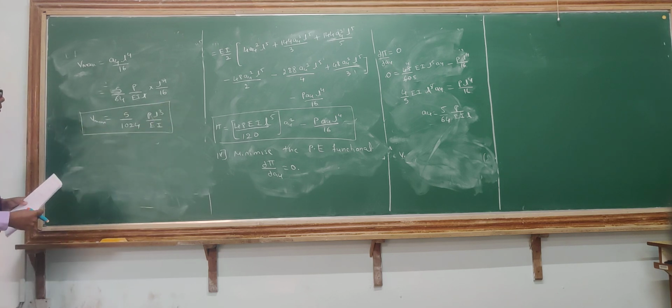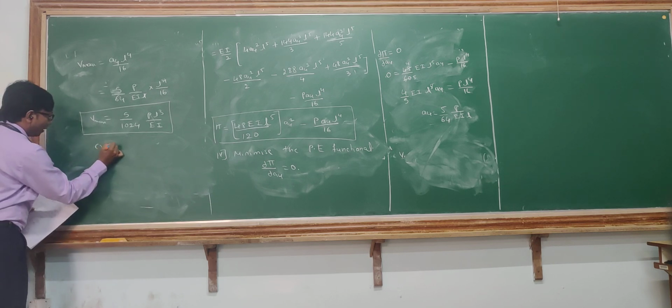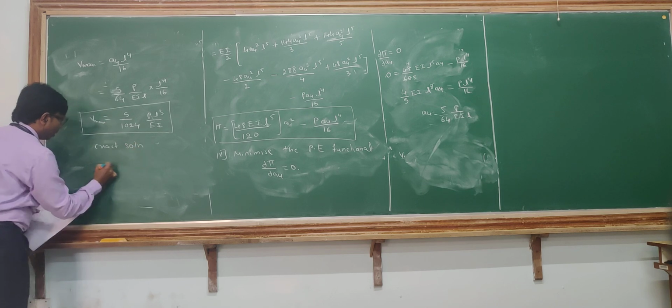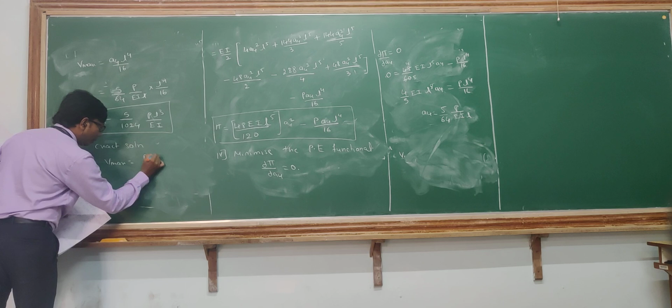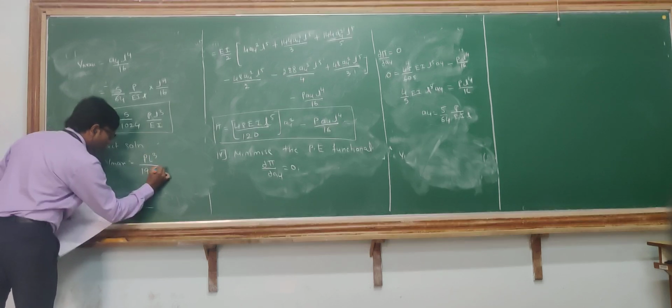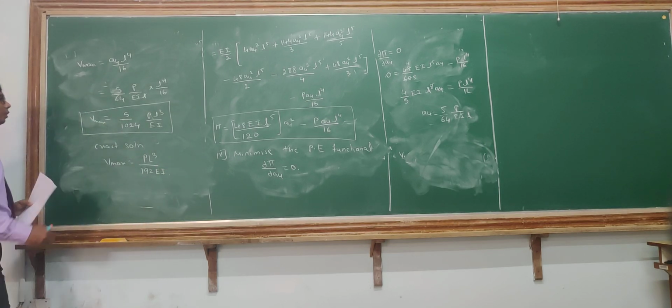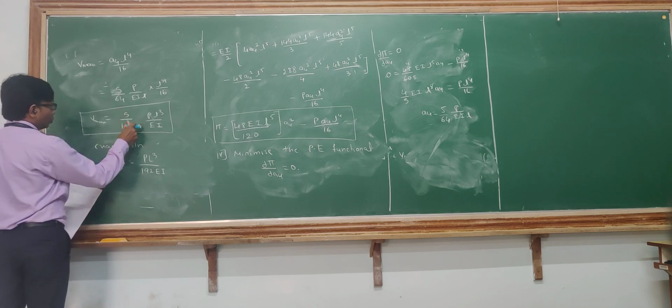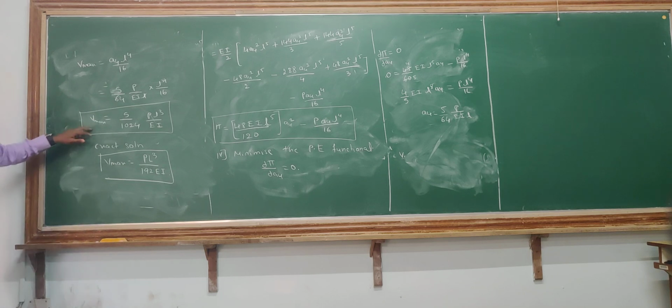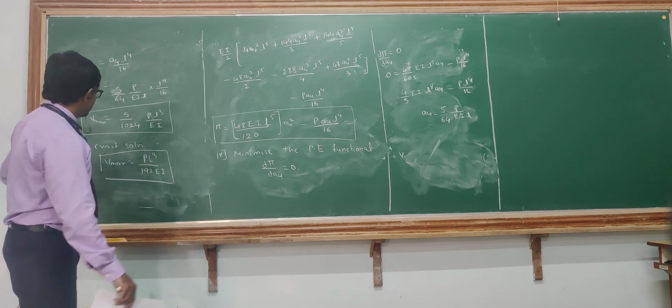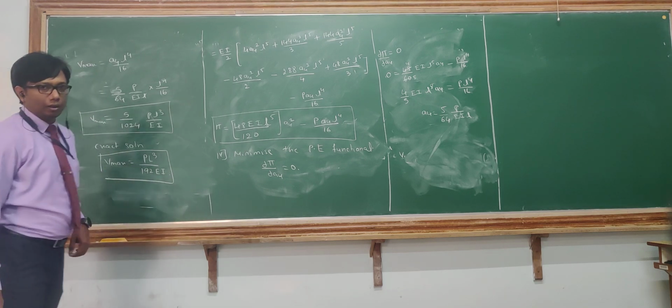So if you go with the MOM results, the exact solution from the MOM, you got Vmax as PL cube divided by 192 EI. So if you do this, you will get almost the nearest answer. So we got Vmax here. So Vmax is PL cube by EI upon 192. So this is how we need to solve the beam problem.